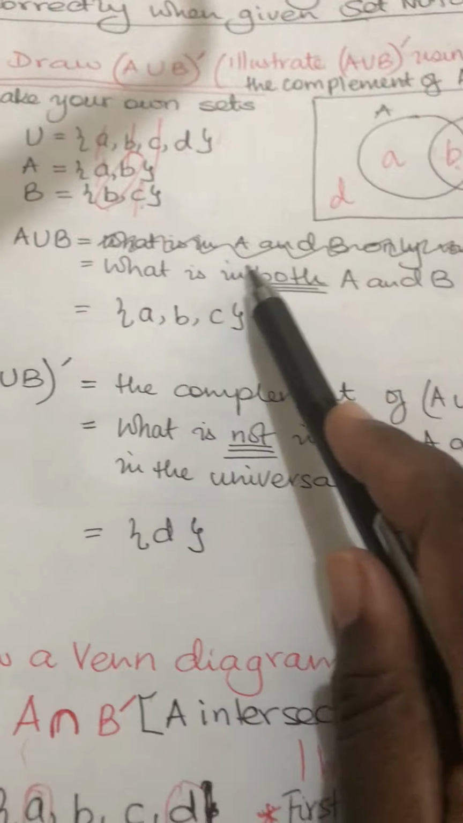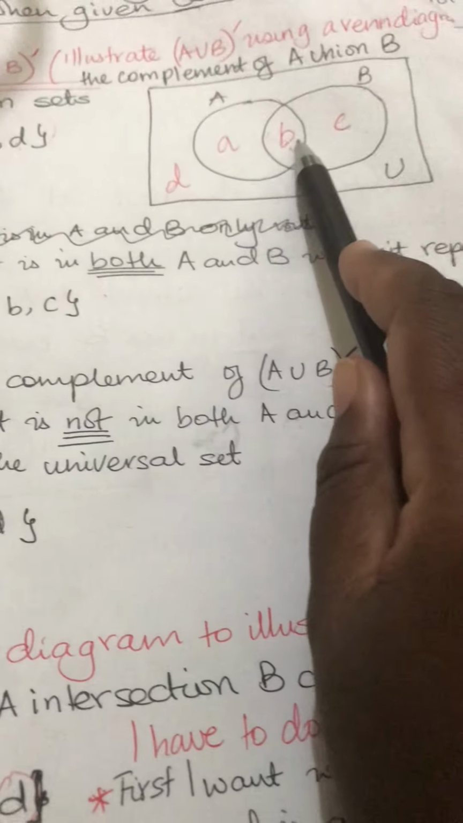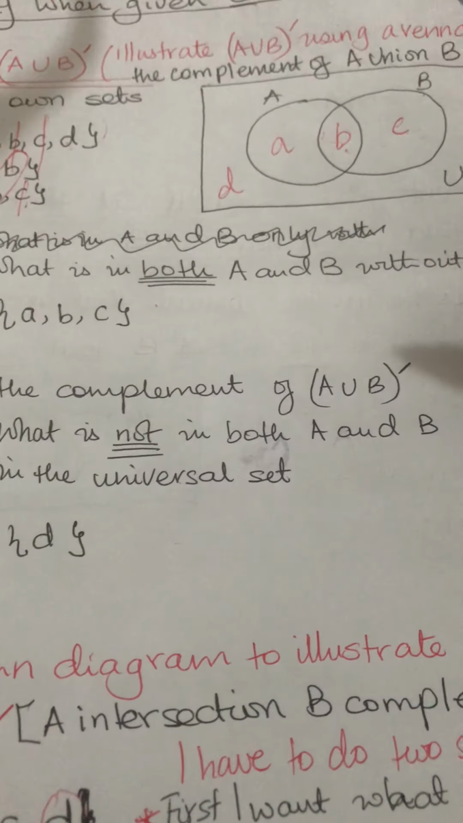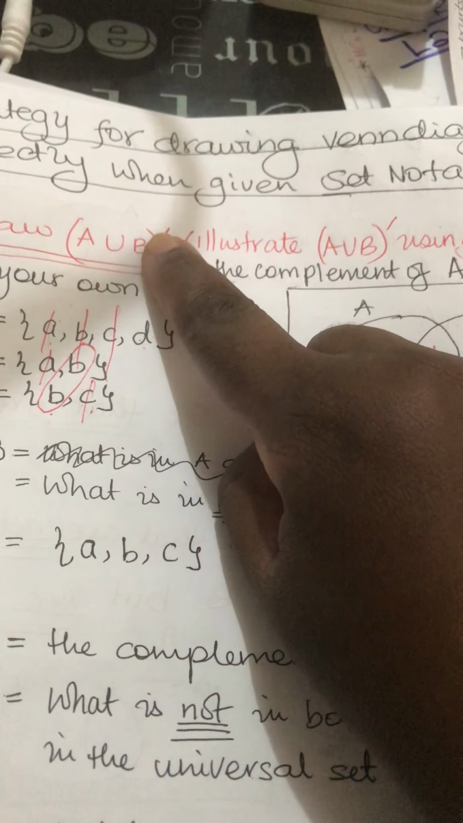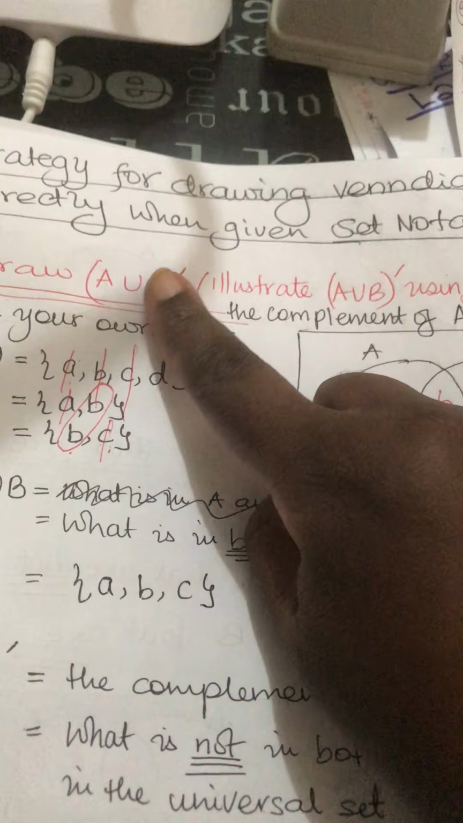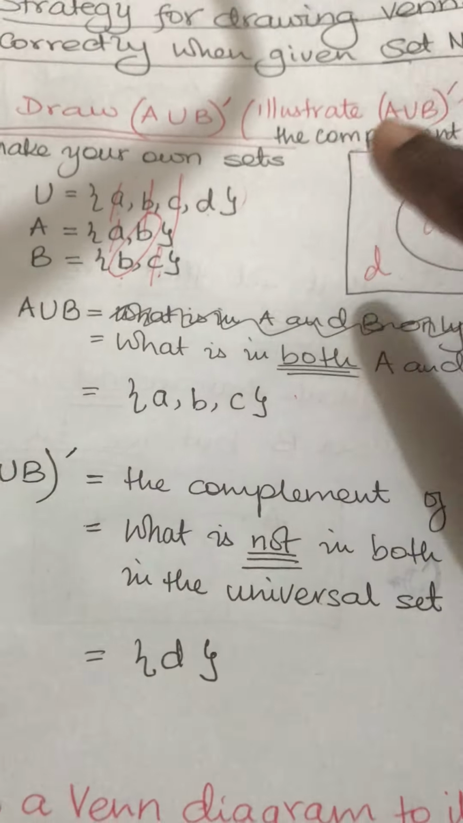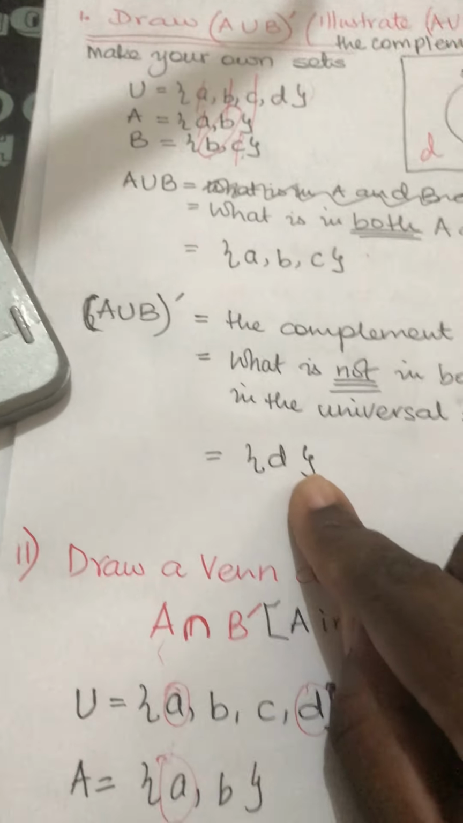So A union B is ABC. That's A union B. Now, I don't want A union B because it says A union B complement. Complement means you don't want this. And if I don't want this, my answer should be D. And there.